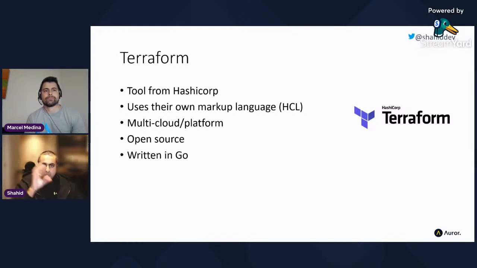So using the same tool, you can now target multiple clouds, rather than ARM, which can only target Azure, or CloudFormation, which can only do AWS. Terraform is an open source tool and it's written in Go. Go is the cloud native language of choice for most cloud native tools. Maybe Rust will take over at some point. Rust seems to be the current hotness.